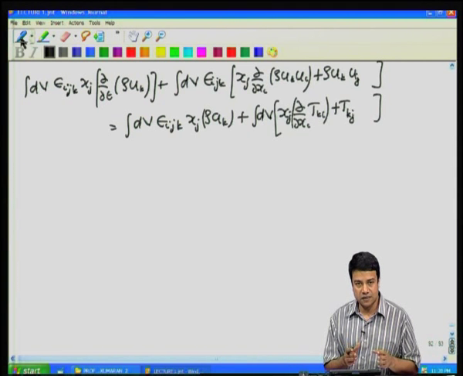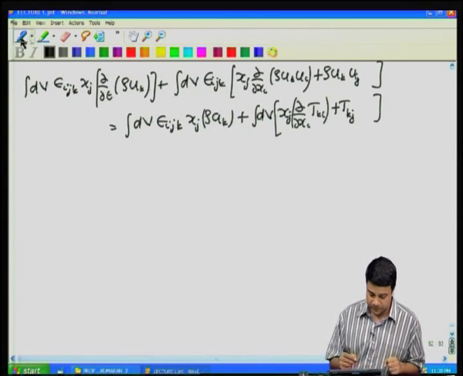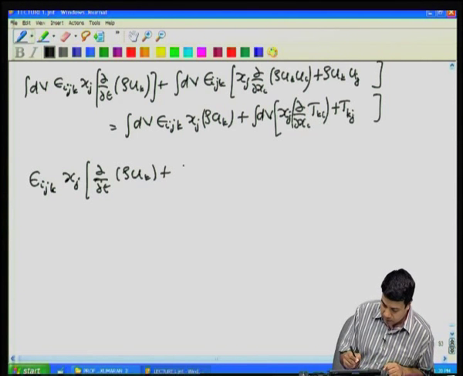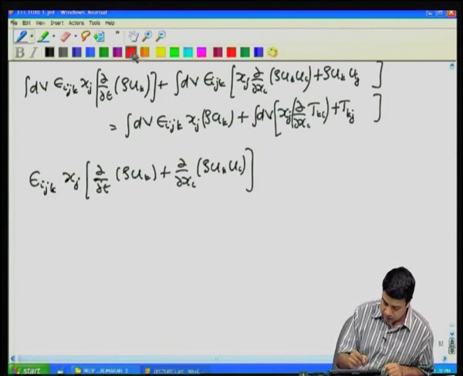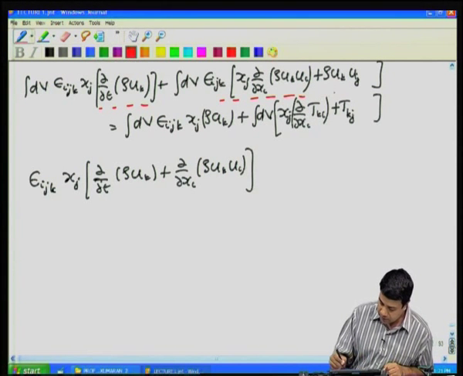Therefore, if I remove the volume integral, the integrand itself in the equation has to be satisfied at each and every point within the fluid. Okay. So, collecting terms, the first term I will get is epsilon_ijk x_j into ∂/∂t of (rho u_k) plus ∂/∂x_l of (rho u_k u_l). Okay. That is these first two terms here, and then I have this last term here.